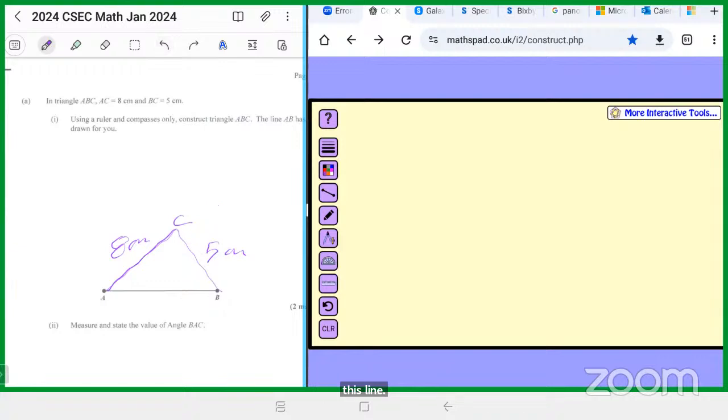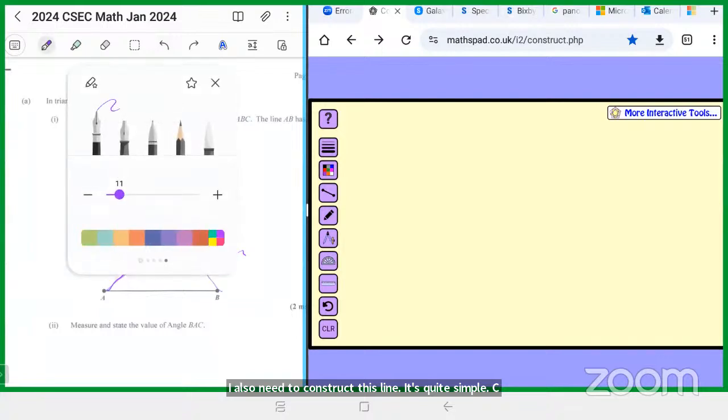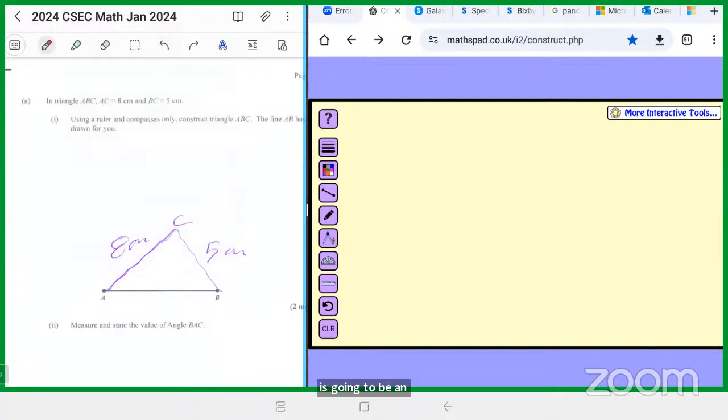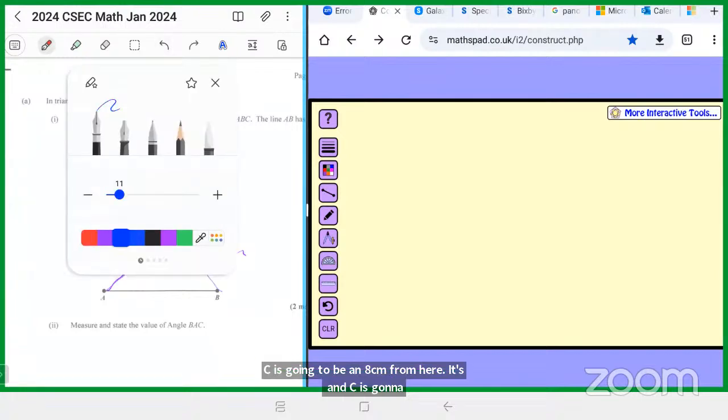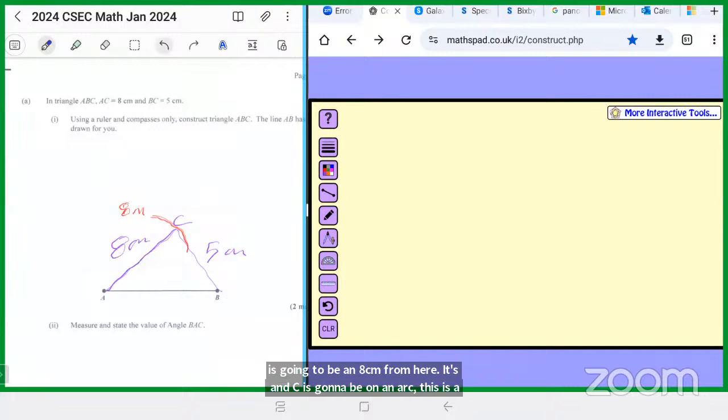It's quite simple. C is going to be on an arc that is 8 centimeters from here. And C is going to be on another arc, in a different color, that is 5 centimeters from here. So all I have to do is draw an arc from here, 5 centimeters, and draw an arc from here, 8 centimeters. Where the two arcs meet, that's where C is. Simple as that.